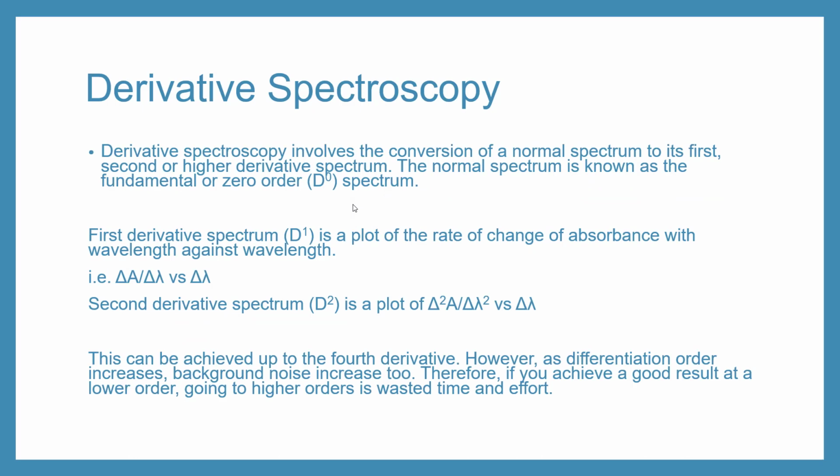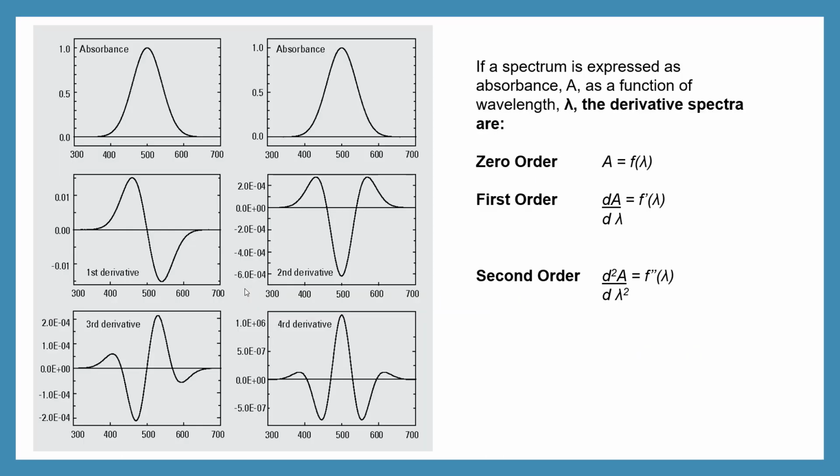Again, you don't need to start going down the road of lambdas and deltas and stuff. Just be aware of how it works. We're basically taking our normal spectrum and derivatizing it. We can have several derivatives: D0, which is zero order, first order, second order, and so on, all the way up to fourth order. Just be aware, the more we derivatize it, the more likely we are to get background noise. The rule of thumb is if you achieve a good result at a lower order, there's no point going to any of the higher orders because we're just wasting time and effort.